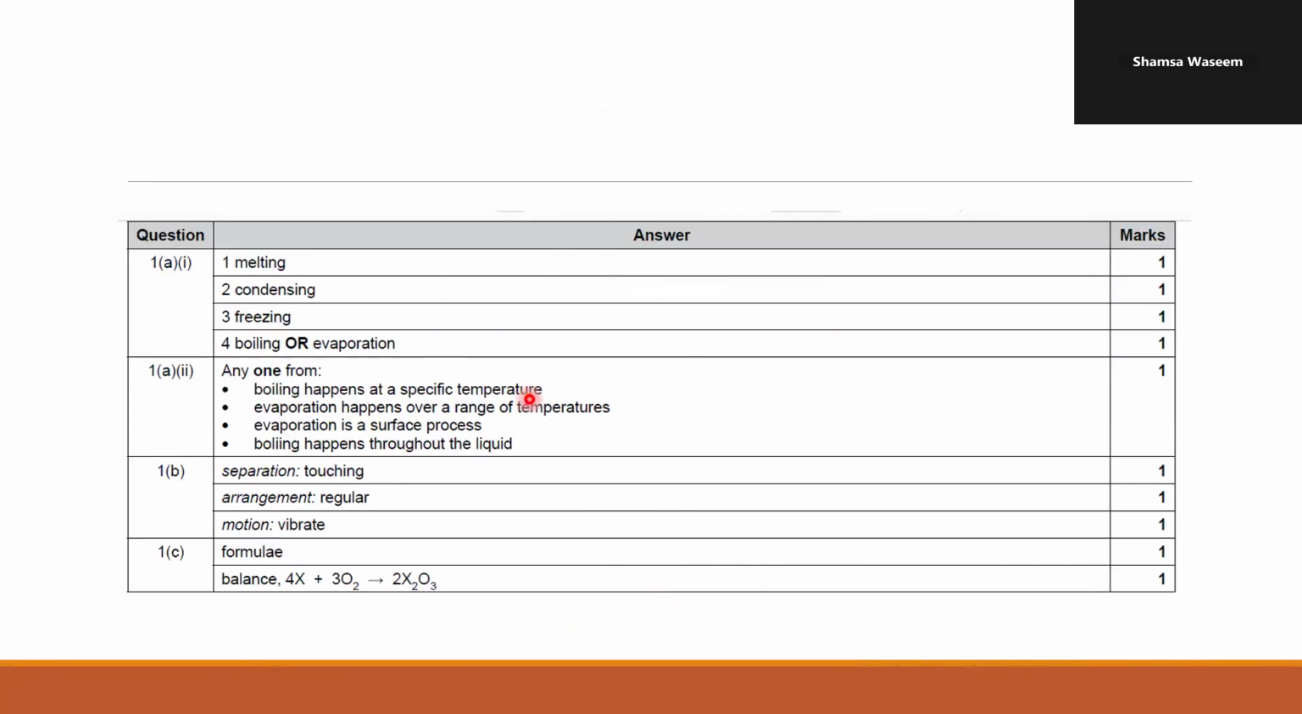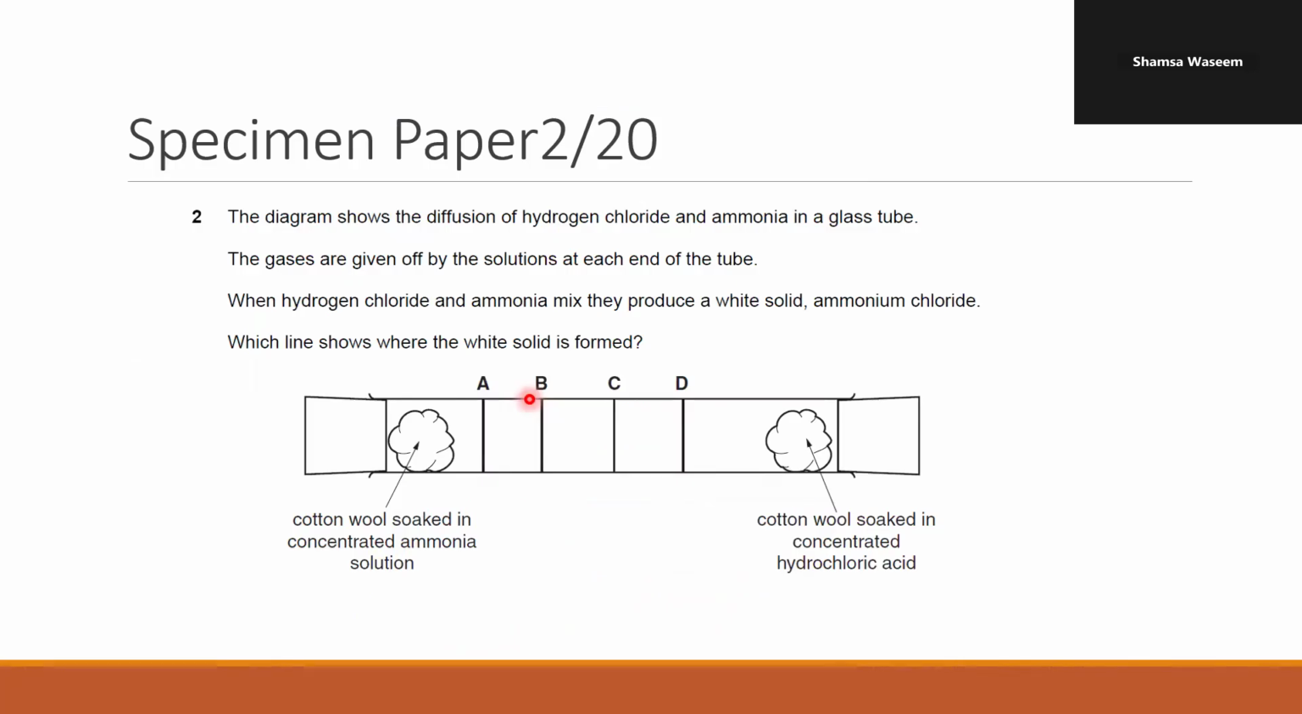So these are the marking points. One more thing, I'll just be discussing at the end. Let's discuss this question as well. First, the diffusion depends on the relative molecular mass. The lighter the particles, the more will be the rate of diffusion, and also if you increase the temperature, the rate of diffusion is going to be faster.